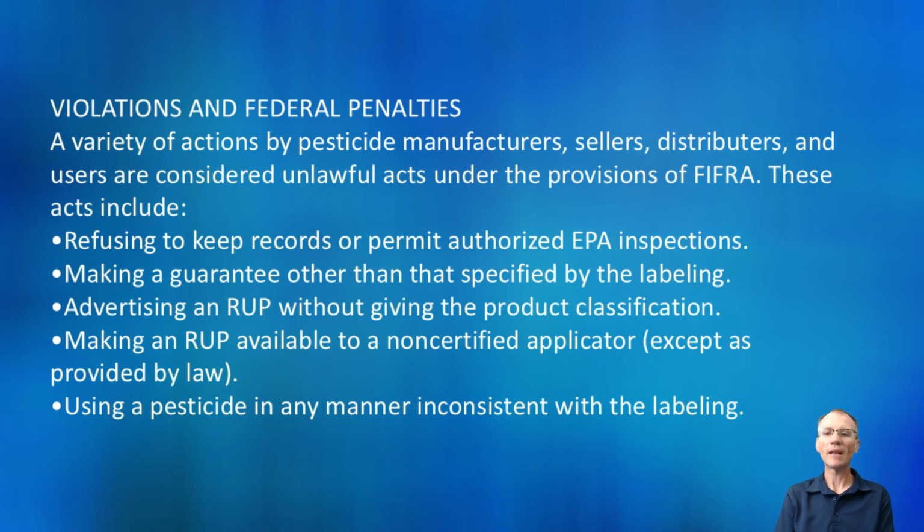You also have to permit authorized EPA inspections, so it's not like the EPA is typically going to show up at your door, but if they do, they have the right to inspect your facility, and you have to allow them access. Now, we talked about making guarantees other than what's on the label, and we know we can't do that. You also cannot advertise an RUP without giving the product classification. So make sure you include the classification of the product itself before you do any marketing. And then obviously you would never want to make an RUP available to a non-certified applicator unless it's provided by law. What that basically means is don't give your customers product.